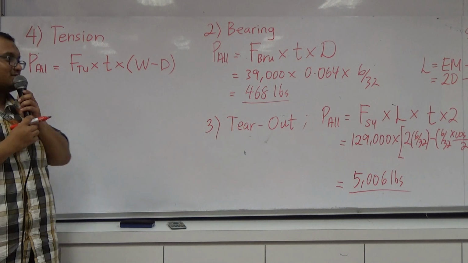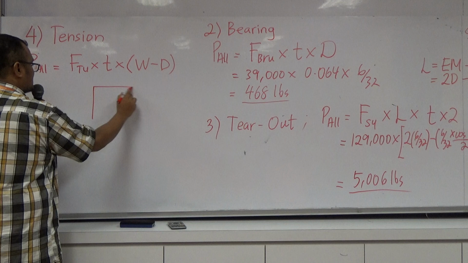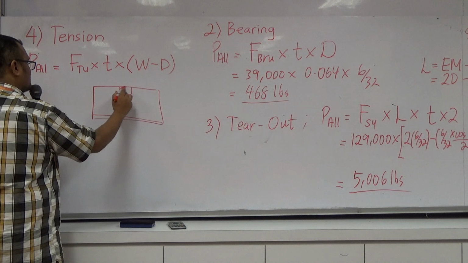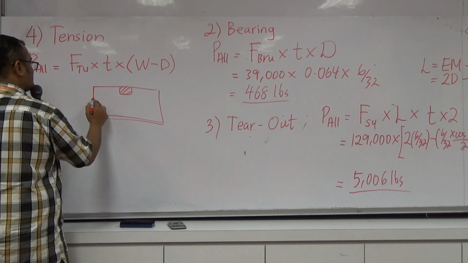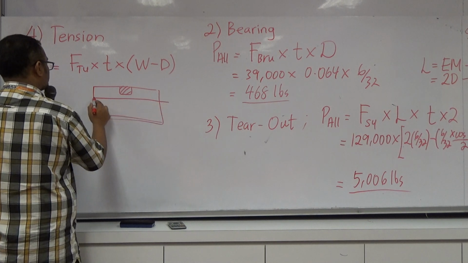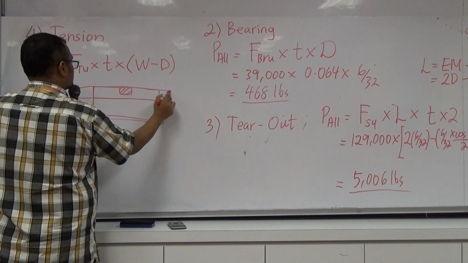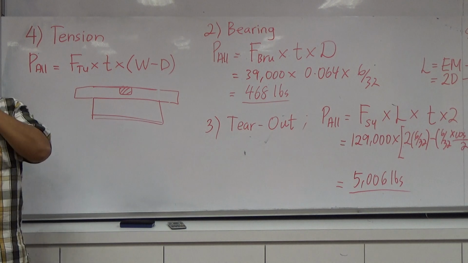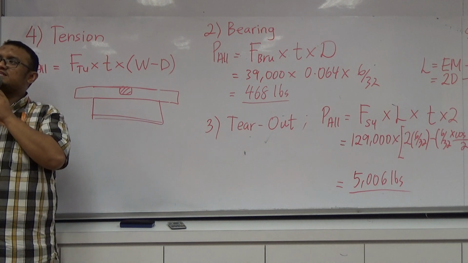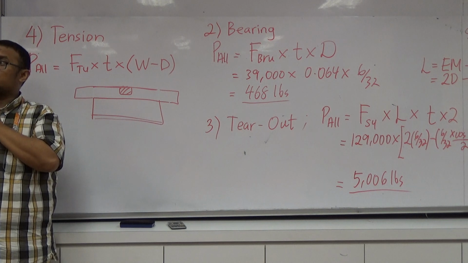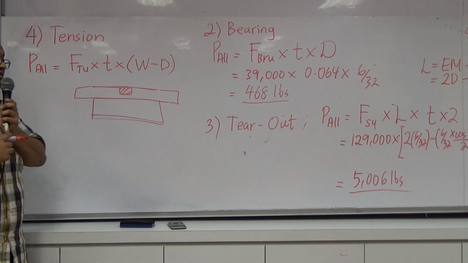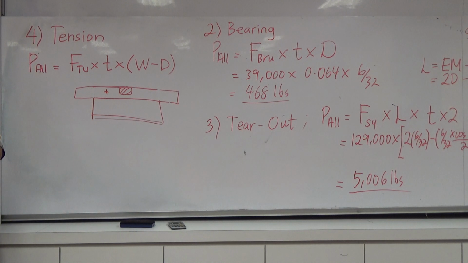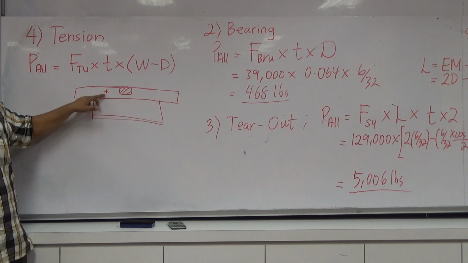Okay, for example, this is a drawing. And this is the 1 inch section. We cut it out, and let's say we put the W here. So you must now think how many rows we are going to install. For example, if you install one row, so basically there is 1D here.